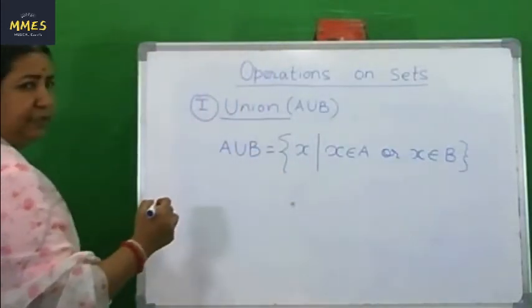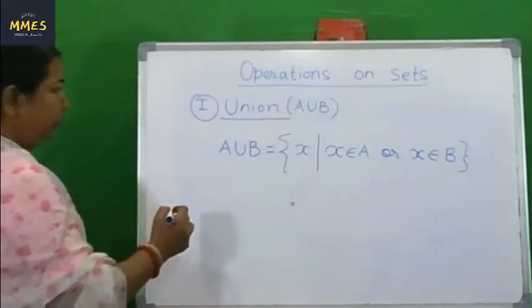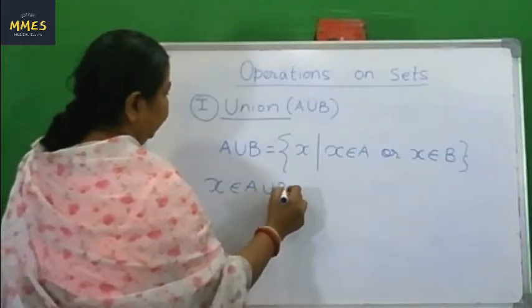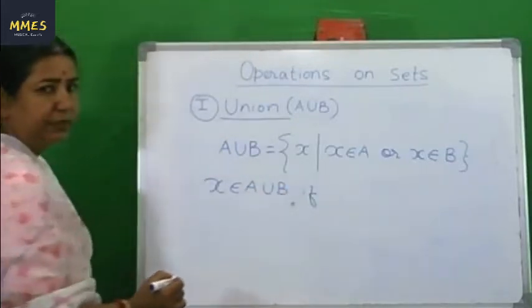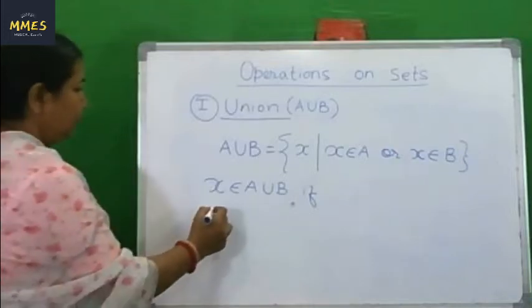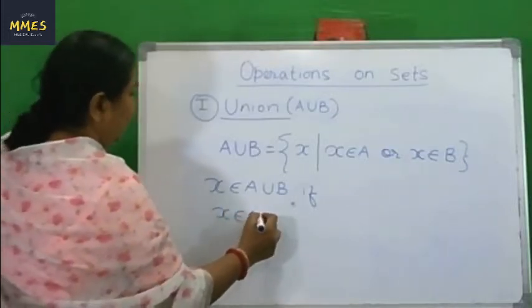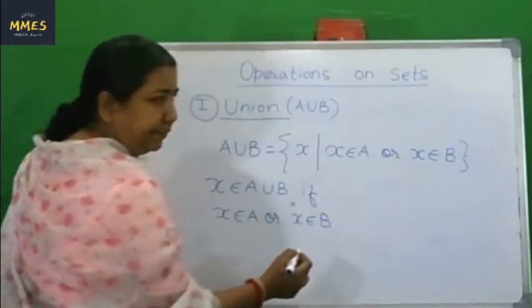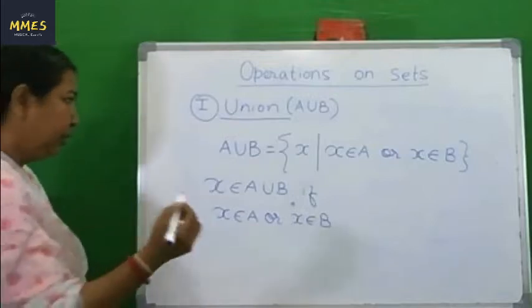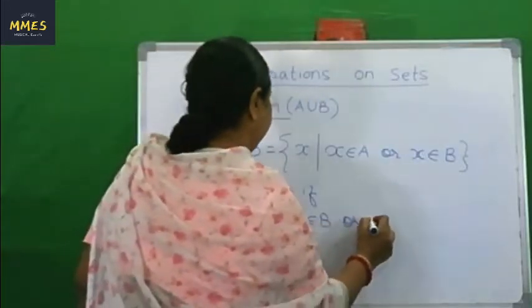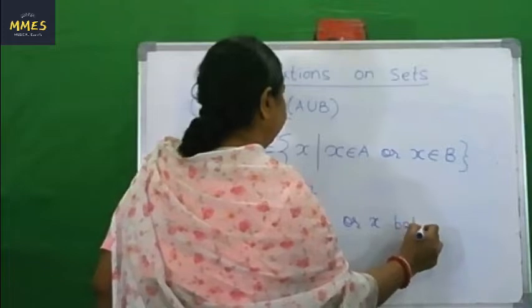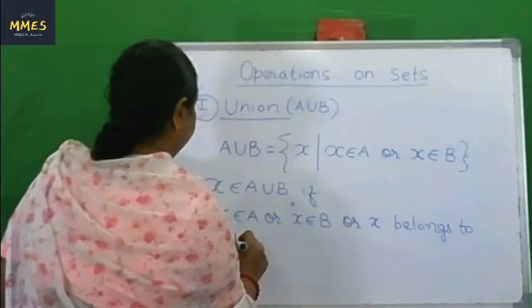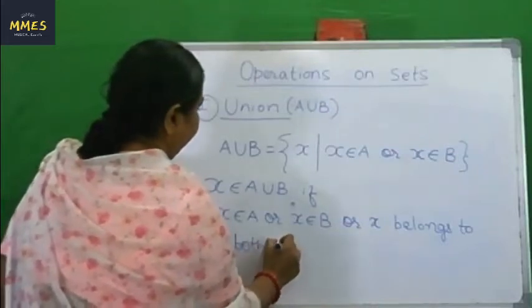We observe that X belongs to A union B if X belongs to A or X belongs to B, or X belongs to both A and B.